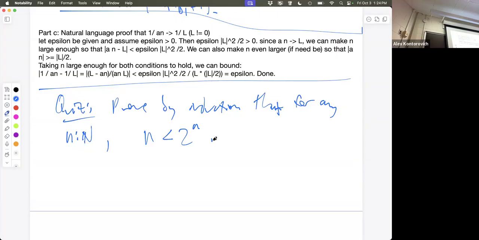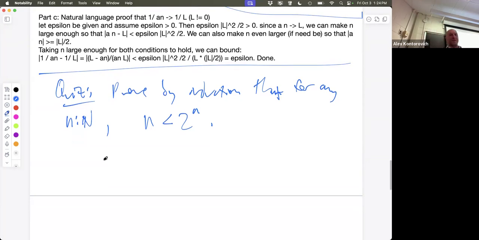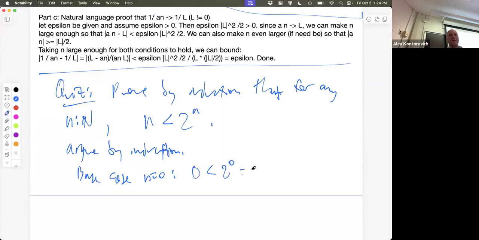In the interest of time, let's keep working, but let's talk about it together as well. What's the first thing you're going to do? Yeah, let's argue by induction. Okay, so the base case is n equals 0. We have to show that 0 is less than 2 to the 0. 2 to the 0 is 1. Norm num.